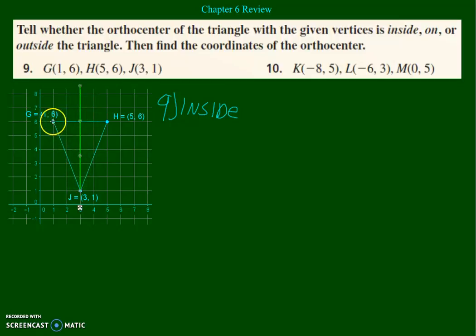Now we need to find a line either along this line here or this line here, perpendicular to this segment or to this one, to find the actual orthocenter. So because G has smaller numbers, I'm going to use this point just for convenience, and I want to find the equation of the line through this point perpendicular to JH. So we're going to have to find the slope of JH. So that's our first part. So let's go over here, and slope is difference of the y's, so 6 minus 1 over the difference of the x's, 5 minus 3, which gives us 5 over 2. So the slope of this line is 5/2.